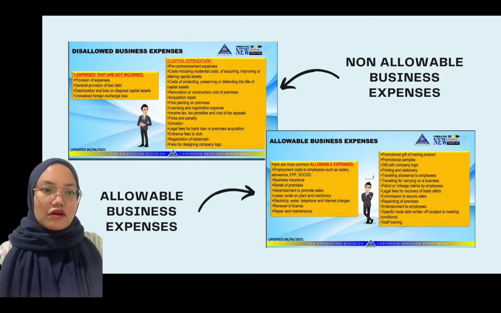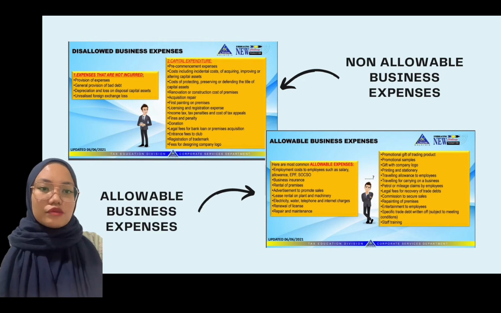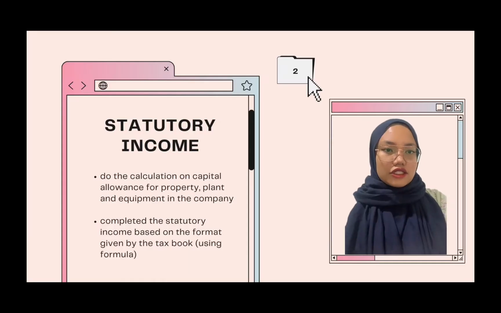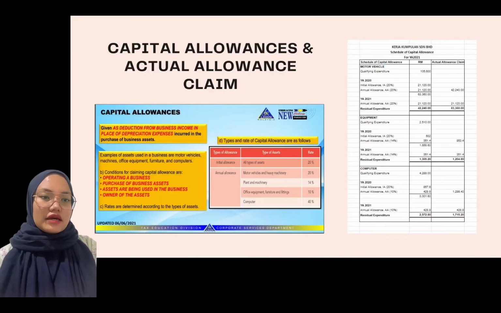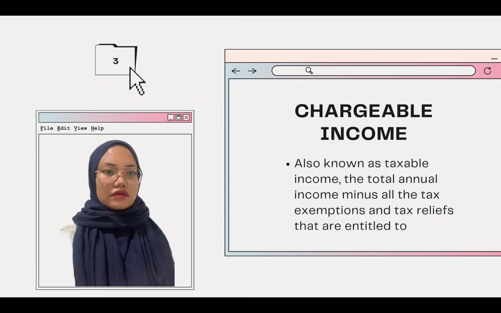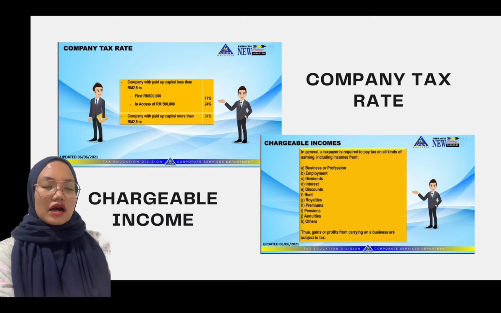Here are examples of non-allowable business expenses and allowable business expenses to be referred to in order to do the adjusted income. Next is the statutory income. Do the calculation on capital allowance for property, plant and equipment in the company, and complete the statutory income based on the format given by the tax book using a formula. And here are examples of capital allowance and actual allowance claim. And third is chargeable income, also known as taxable income, the total annual income minus all the tax exemption and tax relief that are entitled to. And here is the company tax rate for chargeable income.